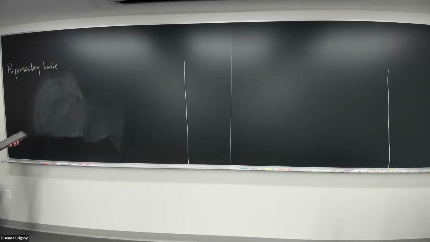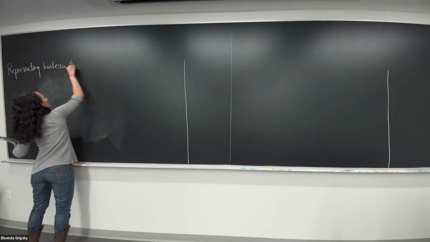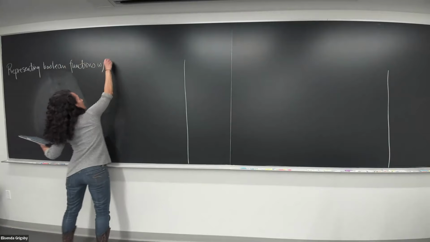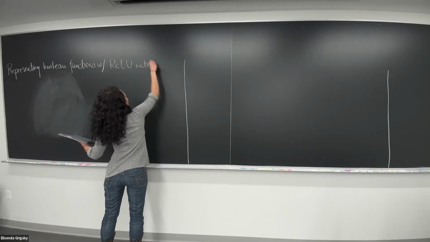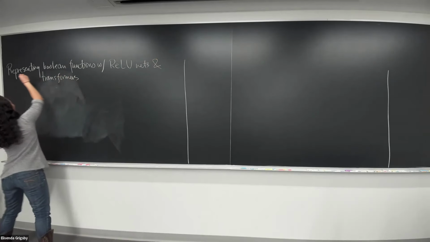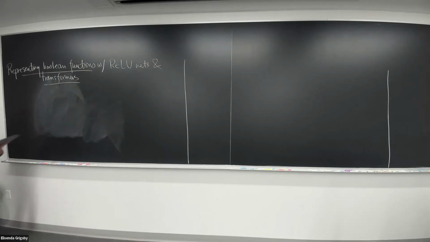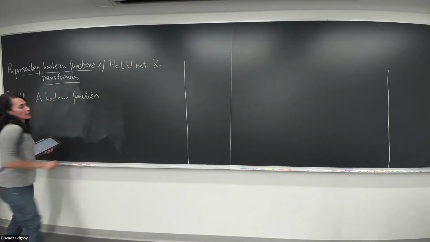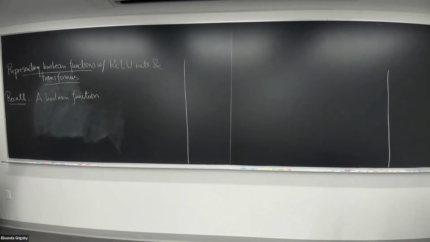Okay, so representing Boolean functions with ReLU nets and transformers. Okay, so let me just recall that a Boolean function you should think of as a decision problem, or rather a binary function, but just restricted to the vertices of the unit cube in whatever space that you're interested in.